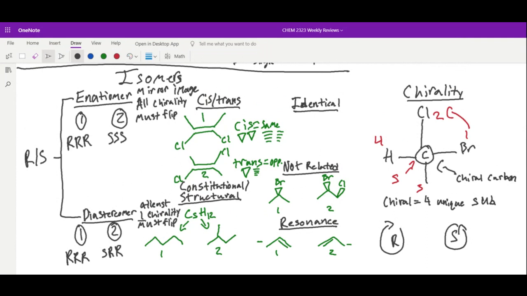So in order for something to be identical, it has to have the same molecular formula and it has to have the same chirality.